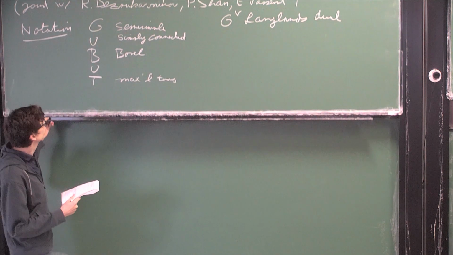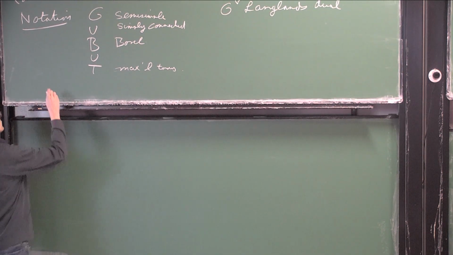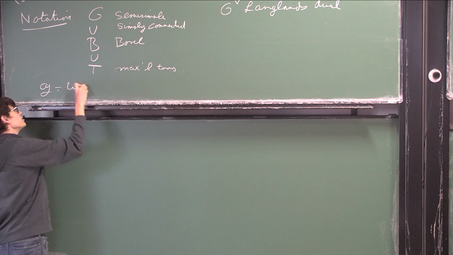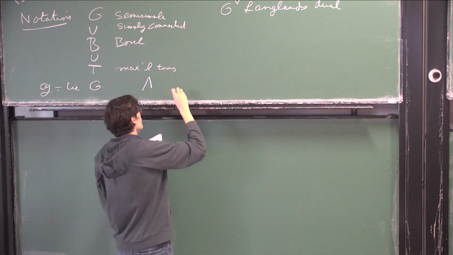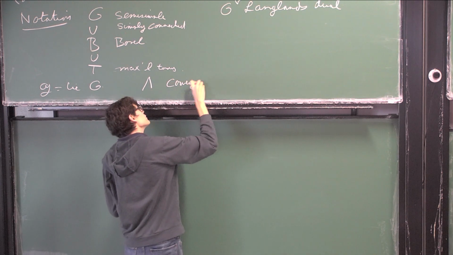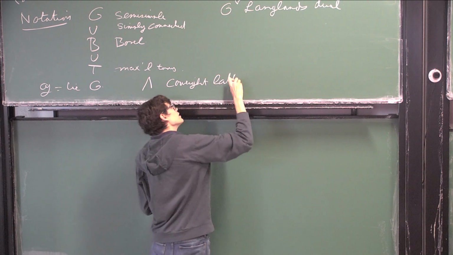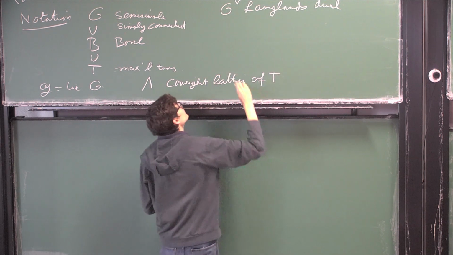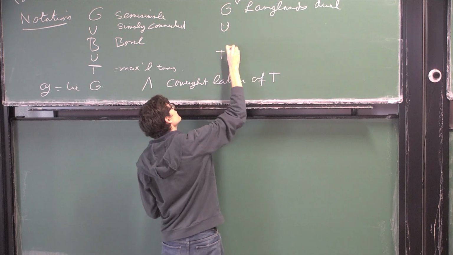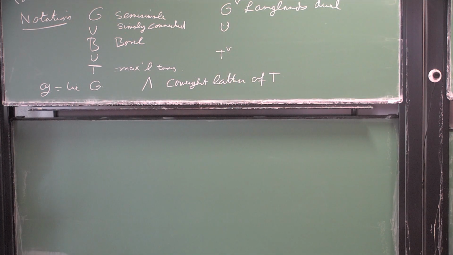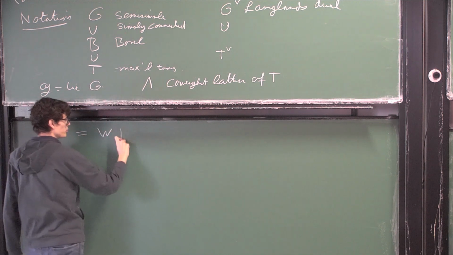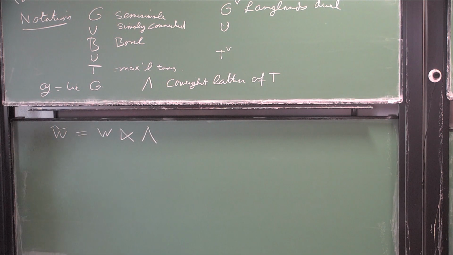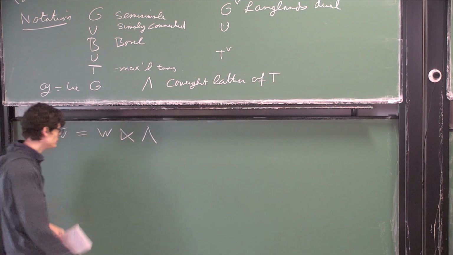And then let me introduce a little bit more notation for G. This is the Lie algebra of G. Lambda will be the co-weight lattice, the lattice of T, or equivalently, the weight lattice of the Langlands dual torus. And then W tilde is the affine Weyl group, the semi-direct product of W with this co-weight lattice.